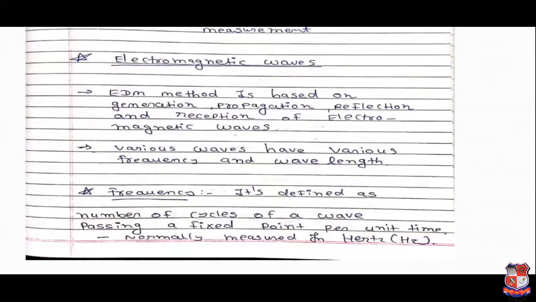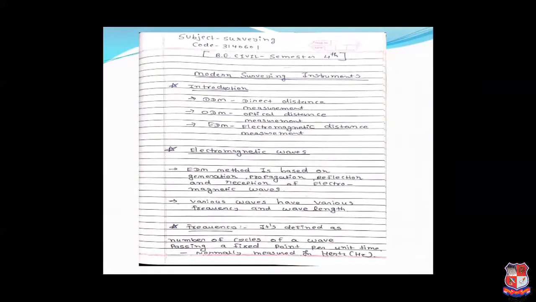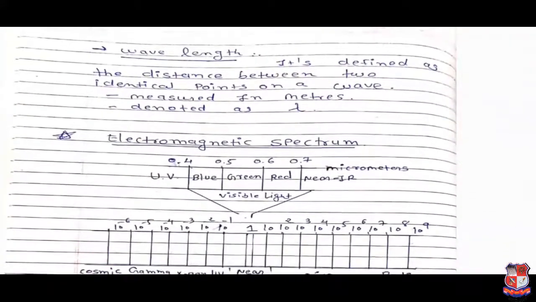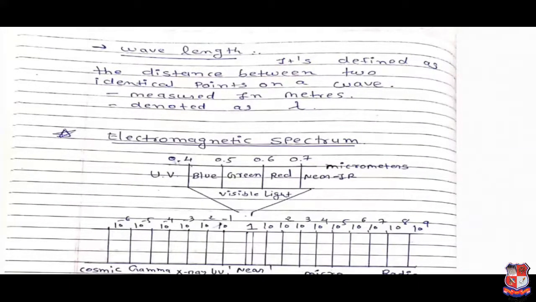Here, before going further into the principle of electromagnetic waves, we need to understand what is frequency and what is wavelength. So what is frequency? It is defined as the number of cycles of a wave passing a fixed point per unit time, which is normally measured in hertz, Hz. And what is wavelength? It is defined as the distance between two identical points on a wave, measured always in meters and denoted as lambda.